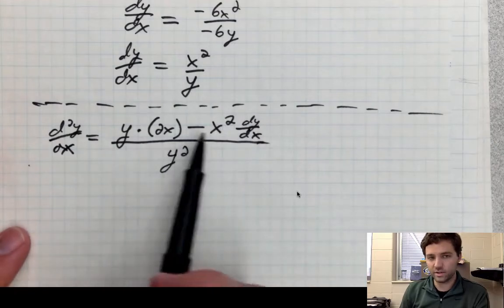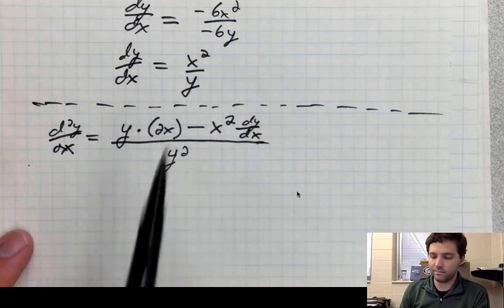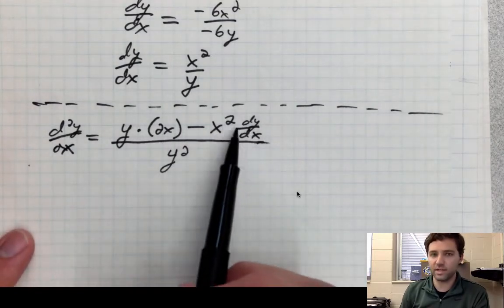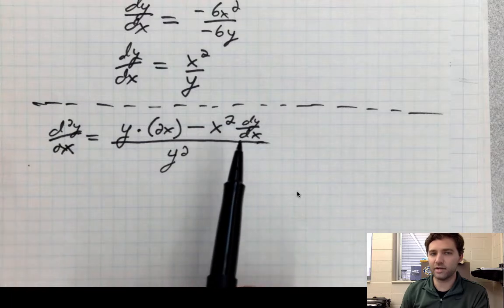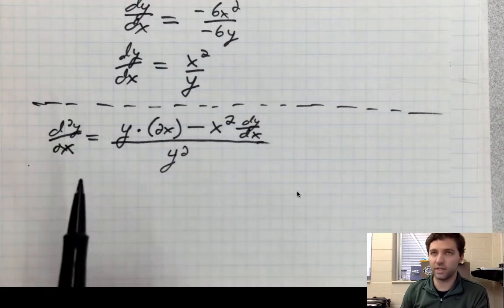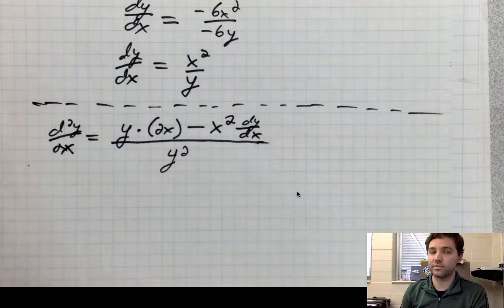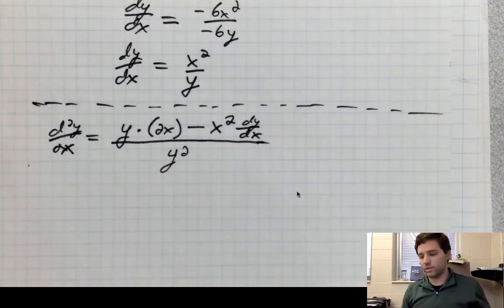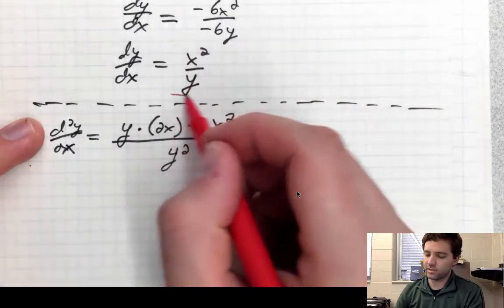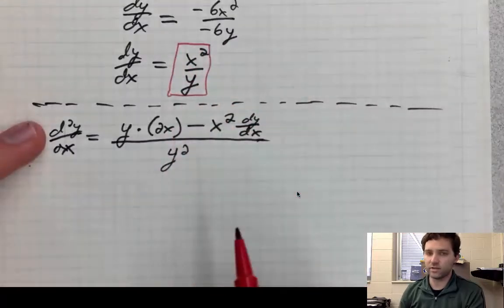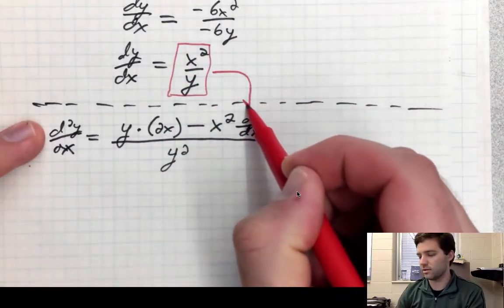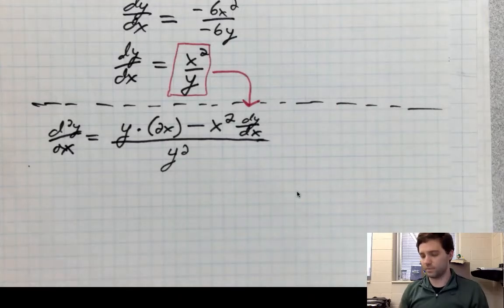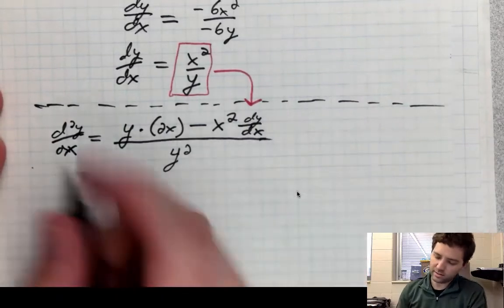Now, this is an okay answer. The problem is that it has this dy dx in it, okay? And we want our final answer to have x's and y's. So we just want the second derivative of y with respect to x in terms of x and y. So to fix that, I know what dy dx is. It is this expression right here. It is x squared over y. So I'm going to substitute that in for dy dx here. Okay? So let's do that.